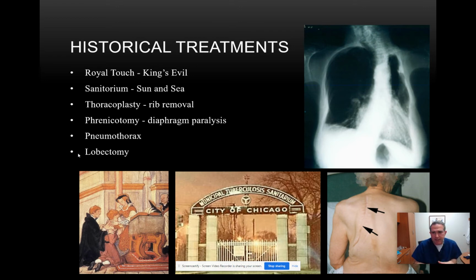Thoracoplasty would be here on the upper right, where you'd remove ribs and compress the apical lungs. You could see that case and they could ask, what did this person have done? It would be thoracoplasty. They could paralyze your diaphragm, intentional pneumothorax, lobectomies, all these things, but not very effective treatments.